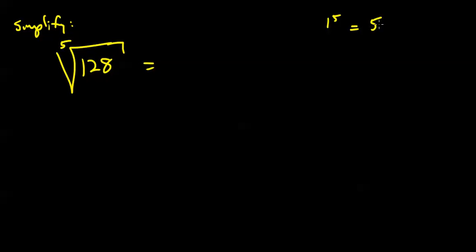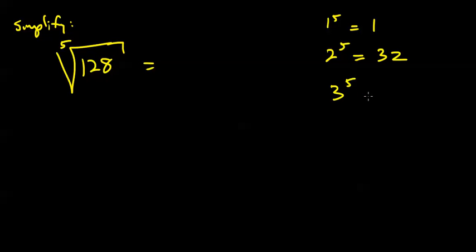1 to the fifth, oops, common mistake there. 1 to the fifth is not 5, I mean. 1 to any power is 1. So 1 to the fifth power is 1. 2 to the fifth. 2 times 2 times 2 times 2 times 2. That's 32.